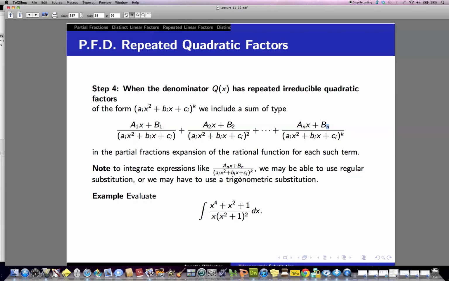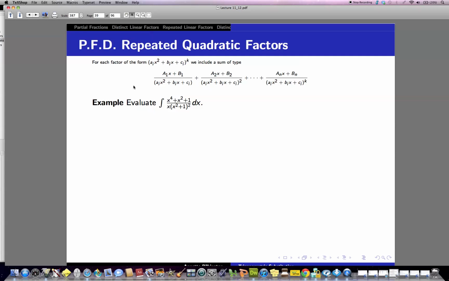And note, to integrate things like this, we might be able to use regular substitution, or we might have to use trig substitution. So as a final example, suppose I want to integrate this rational function. It is a proper rational function. The highest power in the denominator is going to be x to the 5. The highest power in the numerator is x to the 4. And conveniently, Q is already factored for us. So we do have a repeated irreducible quadratic factor here in the denominator, and I must include multiple terms in the partial fractions decomposition for that particular factor.